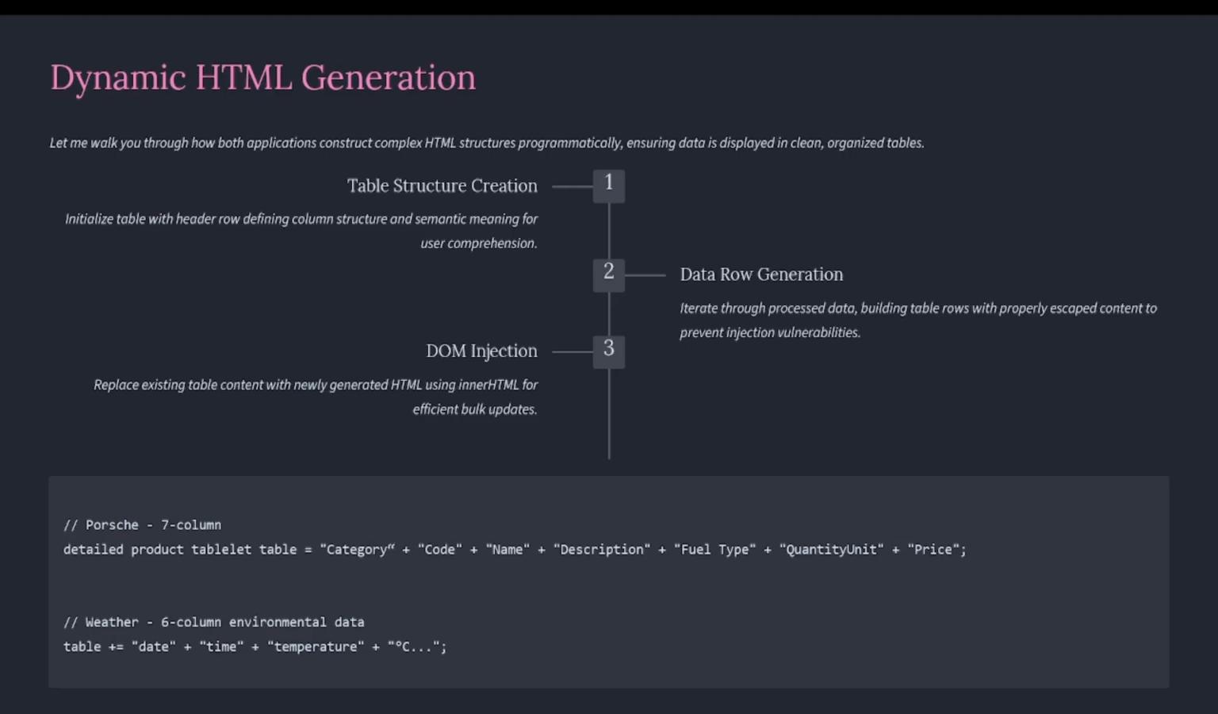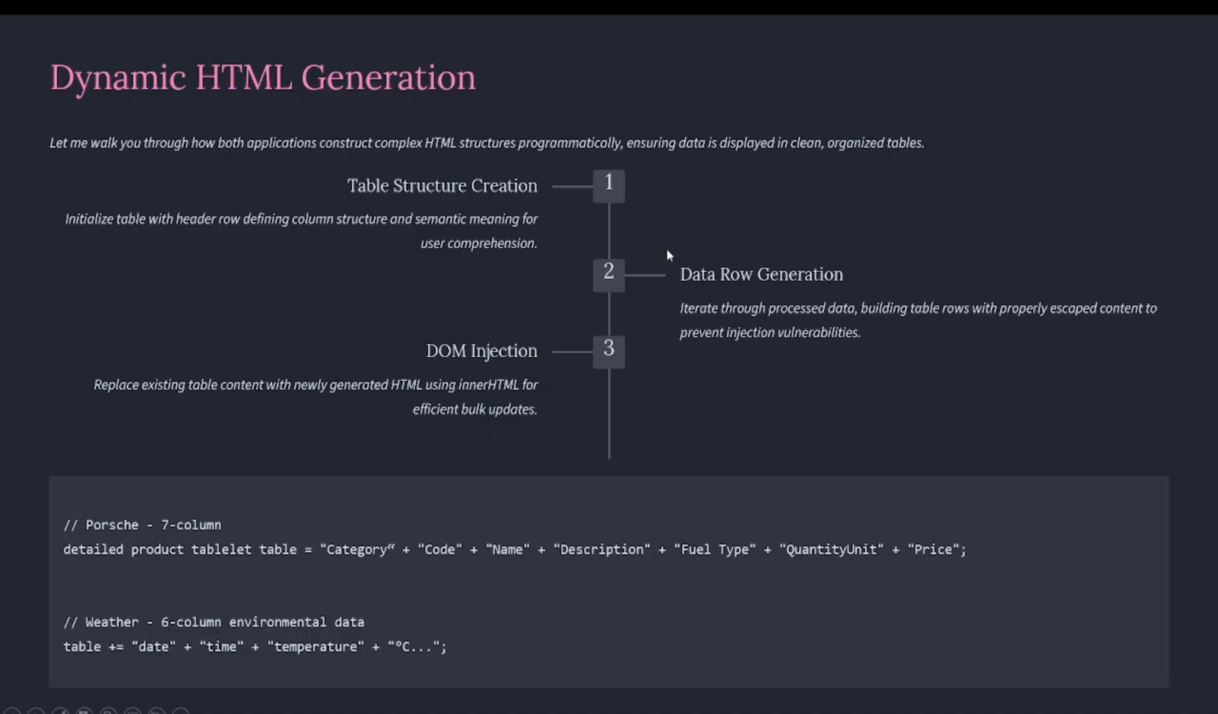Dynamic HTML generation. Let me walk through how both applications construct complex HTML structures programmatically, ensuring data is displayed in clean, organized tables. Table structure creation: initialize the table with header rows, defining column structures and semantic meaning for user comprehension. Data row generation: iterate through process data, building table rows with properly escaped content to prevent injection vulnerabilities. DOM injection: replace existing table content with the newly generated HTML using innerHTML for efficient bulk updates.